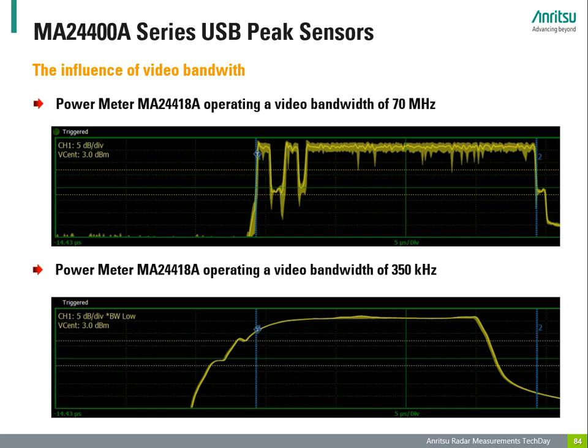All information is lost. We have chosen this example to underline that the MA24418A with 350 kHz video bandwidth setting is the wrong sensor to measure a mode S signal. For the given frequency, the MA24406A with market-leading 195 MHz video bandwidth or 3 nanosecond rise time would be much better suited here in our case.